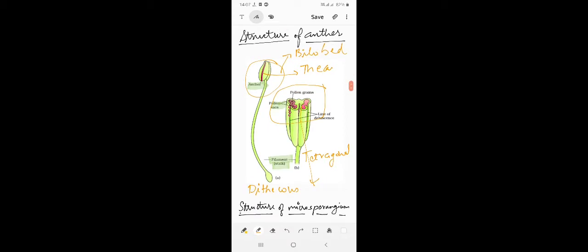So what is anther? It is a sac-like structure having a bilobed structure connected with the help of connective tissue. Each lobe consists of two theca separated by the septum, and that's why the anther is known as dithecous, and it is tetragonal, that is four-sided, consisting of four microsporangia, two in each lobe. Now what is the main function of microsporangia? That is the formation of the pollen grains. Next we will discuss the structure of microsporangium.